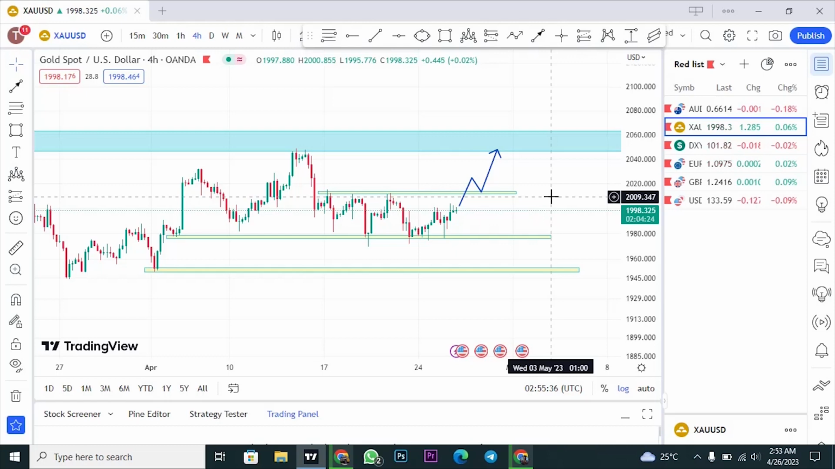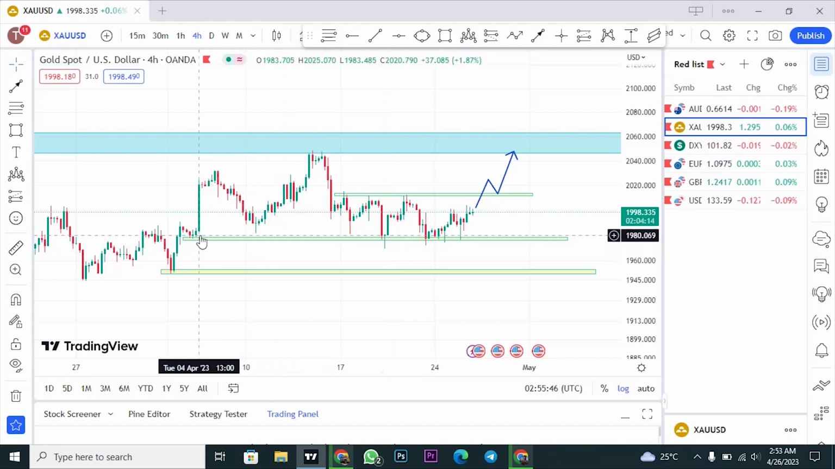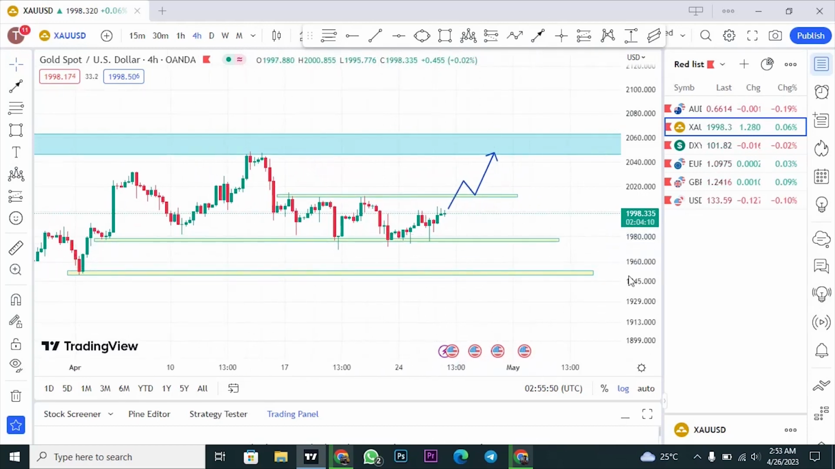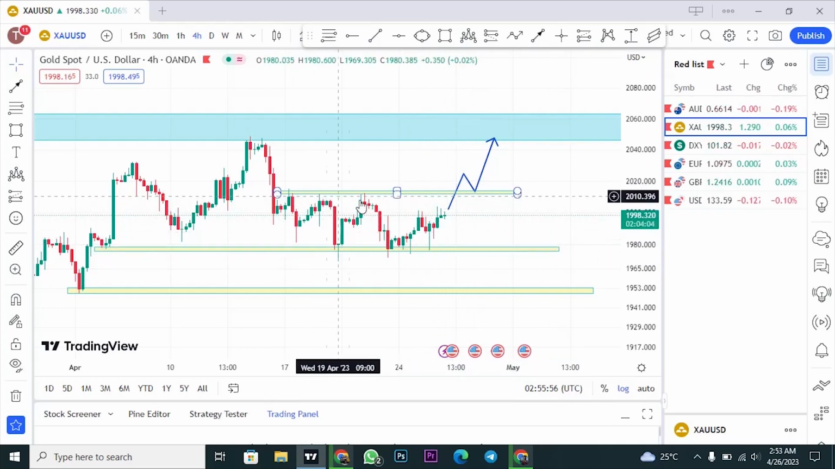That's the XAU USD. With XAU USD, you can see price came to a support at this level and rejected here for the first time, second time, third time, and fourth time. Now you can see on the 4-hour time frame, price is pushing to the upside, and now we have a resistance zone right at this point here.